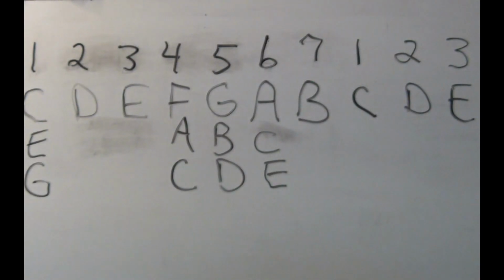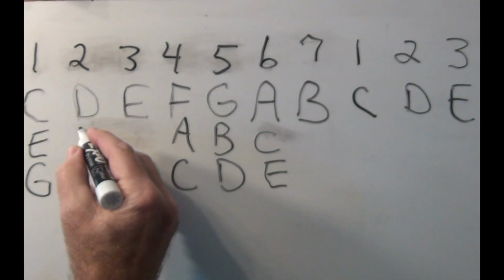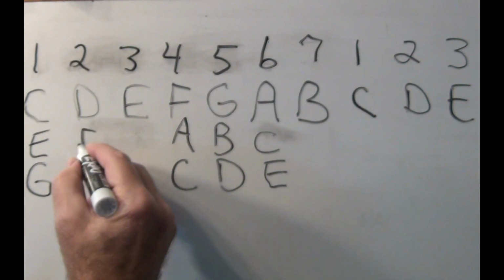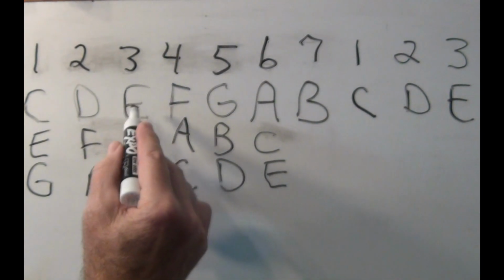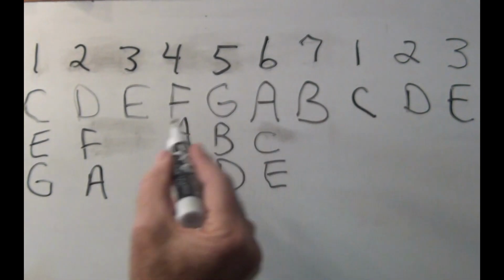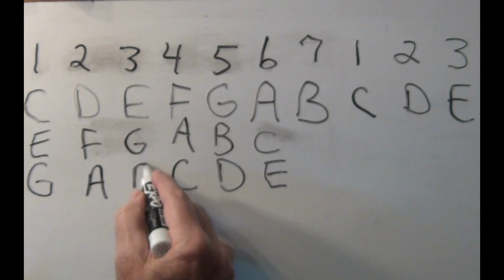If we start on the D, our D minor chord would be D, F, and A. Our E minor would be 1st, 3rd, and 5th, E, G, and B.